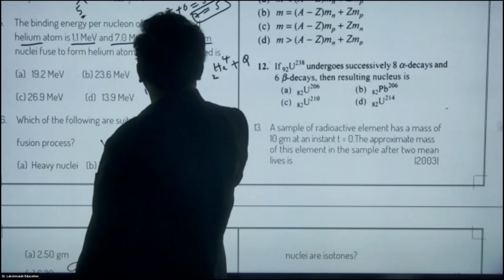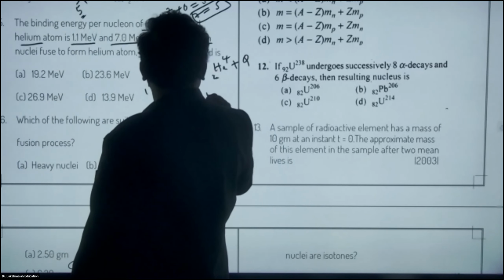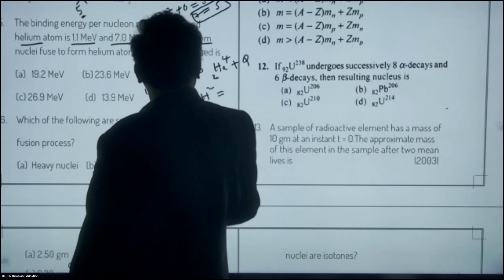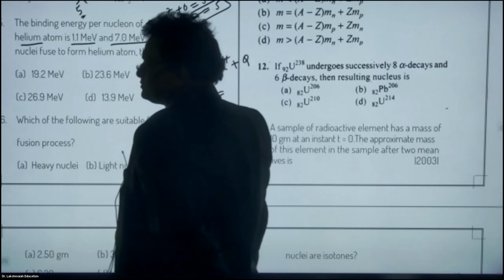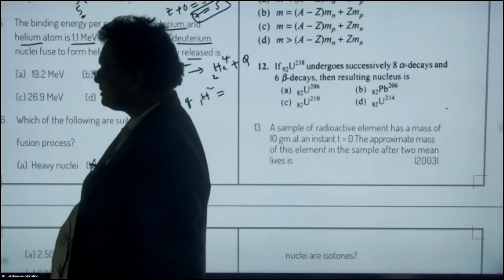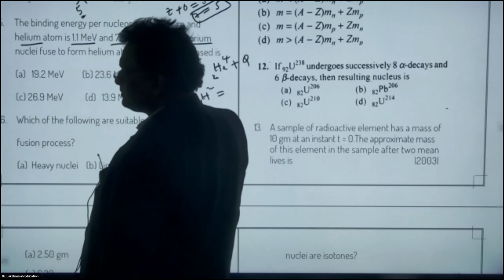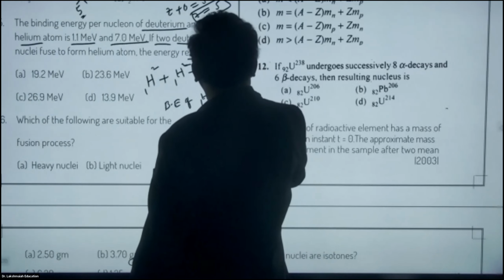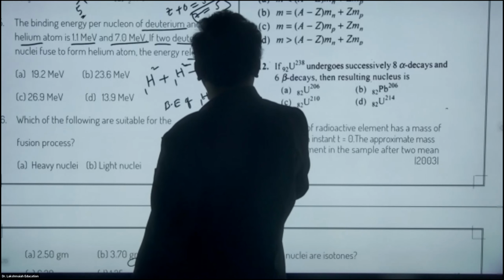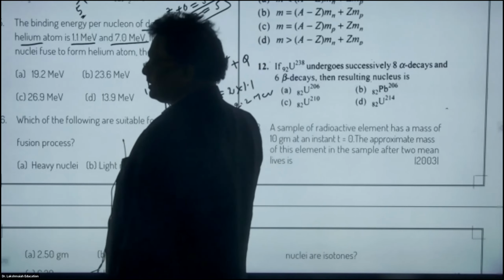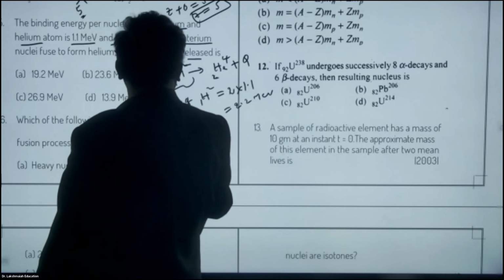First of all, you write the binding energy of one deuterium. What is the binding energy of one deuterium? That is 2 into 1.1. Is it correct? Yes, sir, 2 into 1.1, that is 2.2 million electron volts. 2.2 for one deuterium's binding energy.